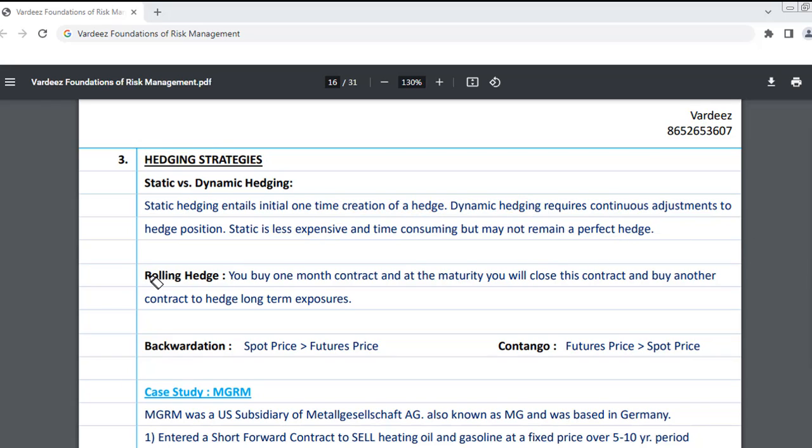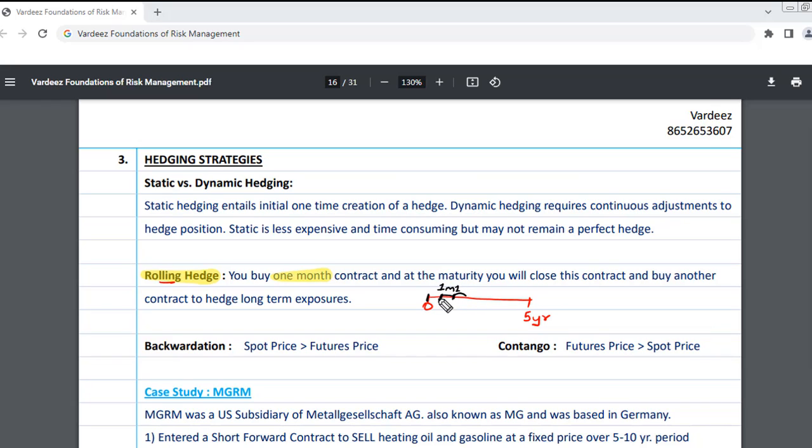All right, moving on to rolling hedge. In this you buy a 1 month contract, and at maturity you close this contract and buy another contract to hedge your long-term exposure. Let me give you one example. Let's say we have a 5-year exposure to a commodity and we want to hedge this long-term exposure. Effectively, at day 0 I'll get into a 1 month contract, and when this contract ends at maturity, I will opt for another 1 month contract, and so on and so forth.